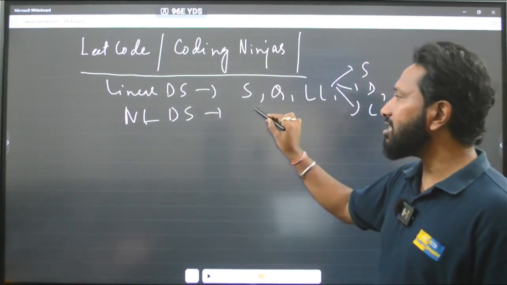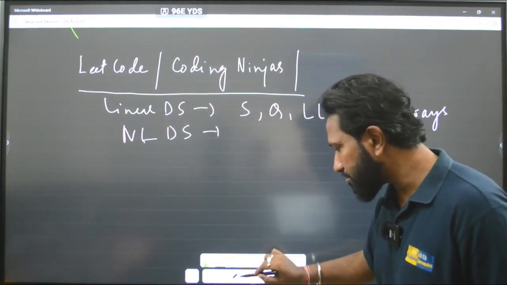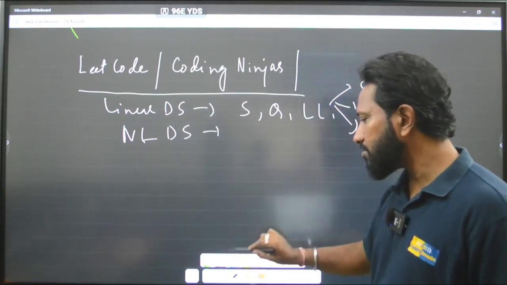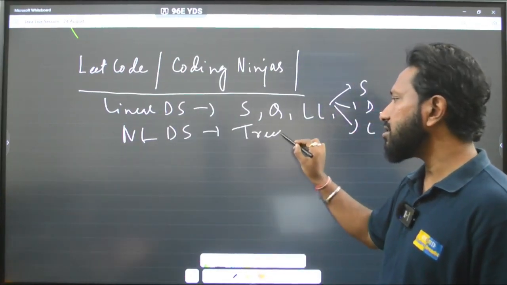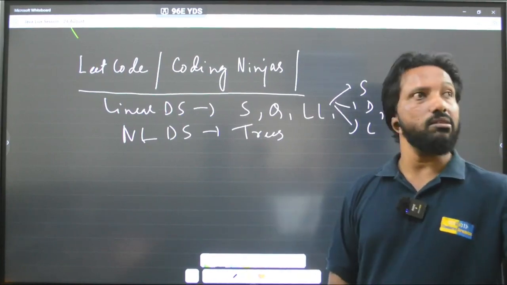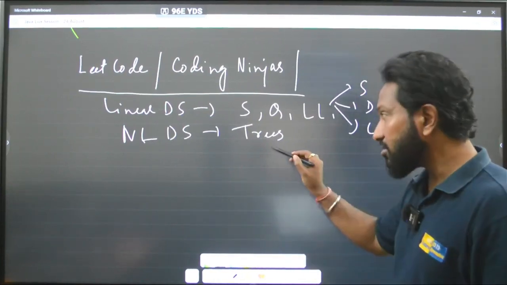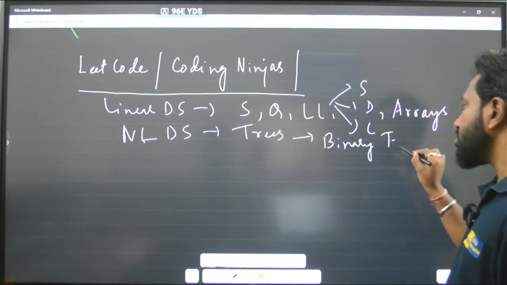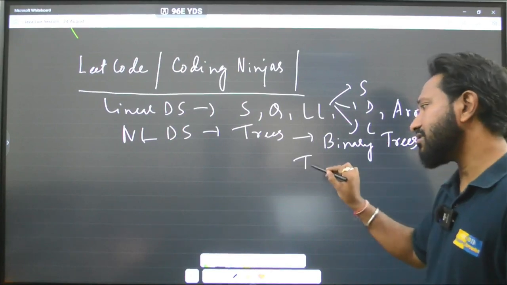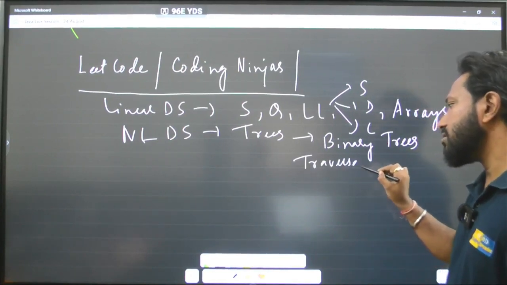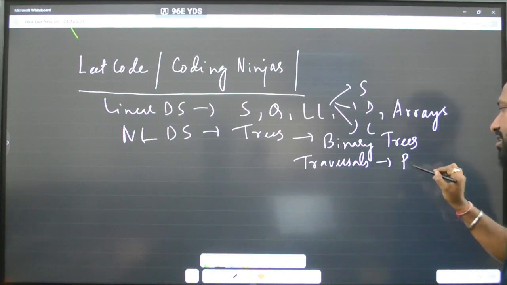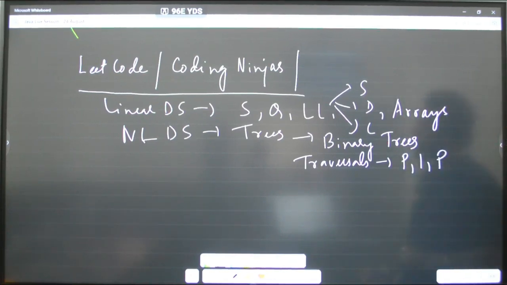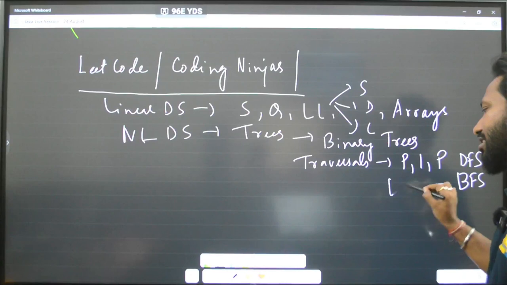You start with trees. In trees, we have lots of types. Which one do you want to start with? You should always start with binary trees. Learn the traversals: pre-order, in-order, post-order. These are actually DFS, depth first search. Then we have BFS, which is also called level order traversal.